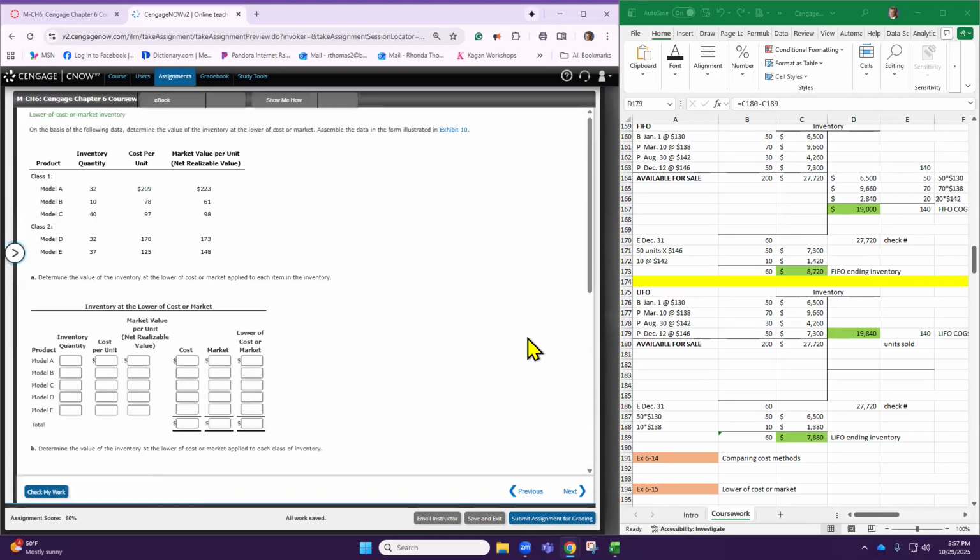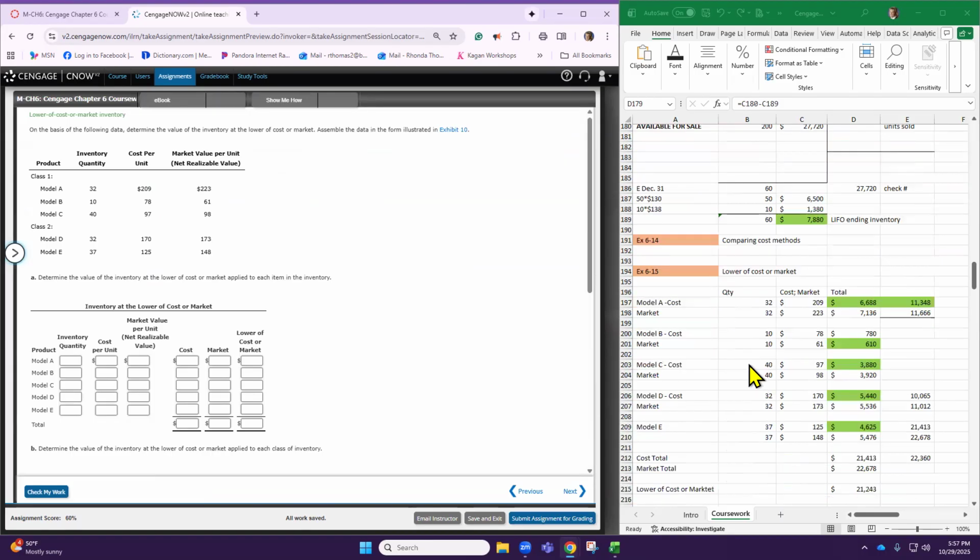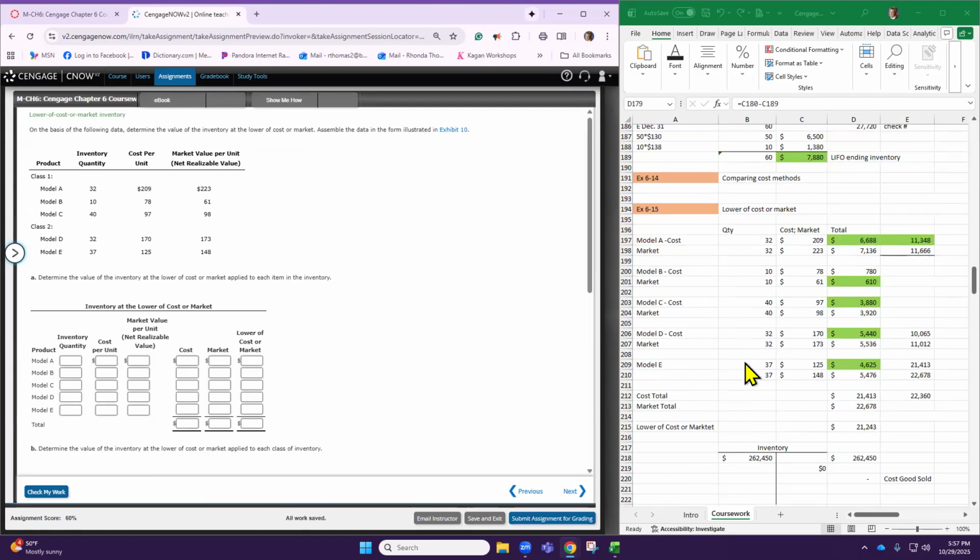Next is comparing what's called the lower of cost or market. Now this got pretty confusing, I know. So we're going to try to take it slow and try to do the math. What you're going to do is we'll use it down here. All you have to do is repeat everything.